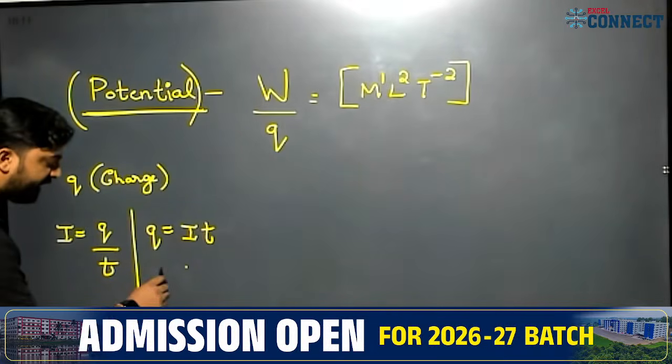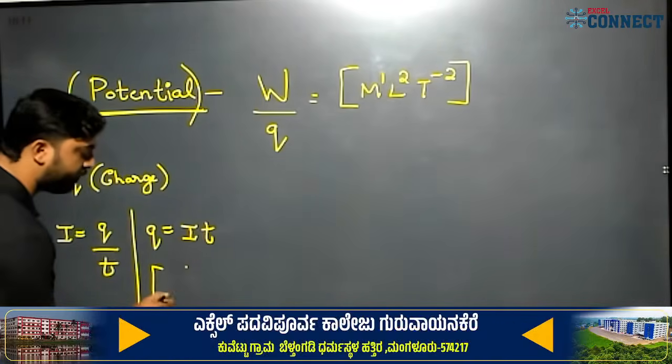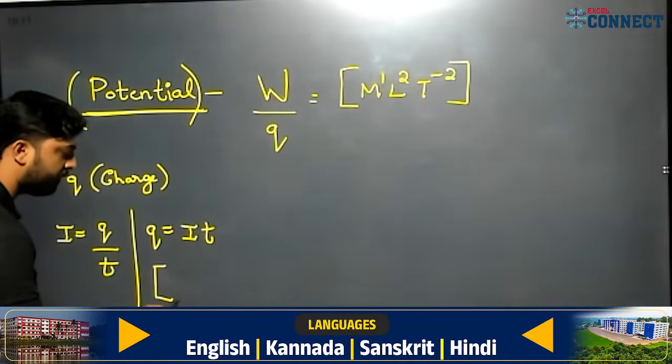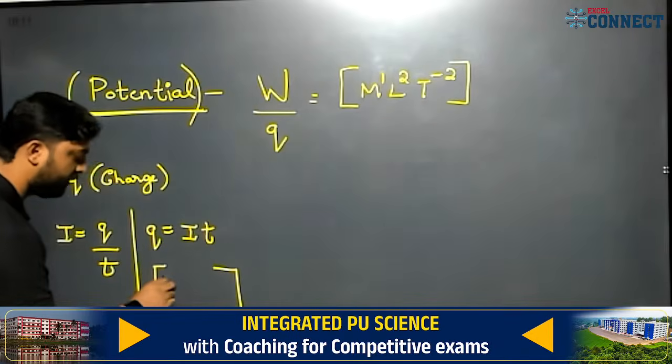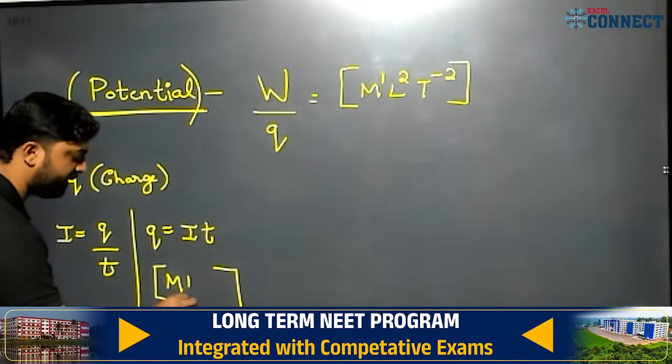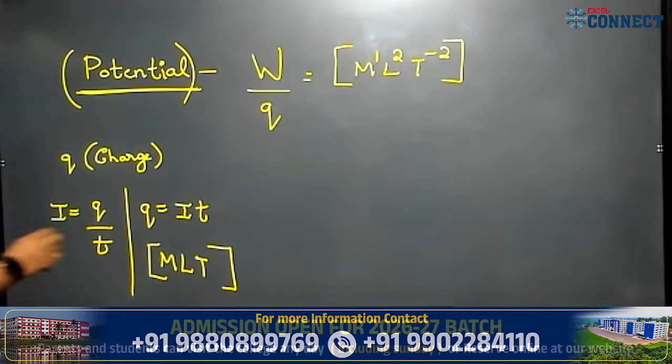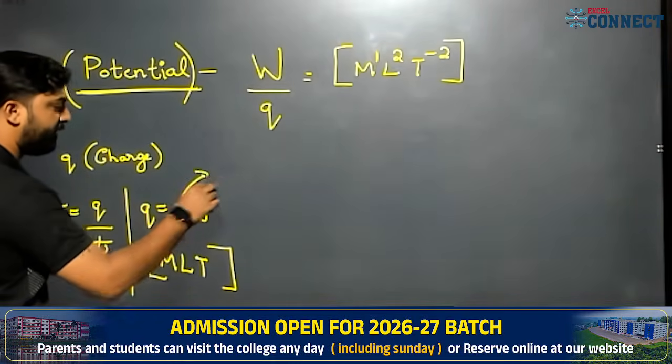Now I can write a dimension formula for Q. So which will be M L T. Okay. Now here, what is I here?